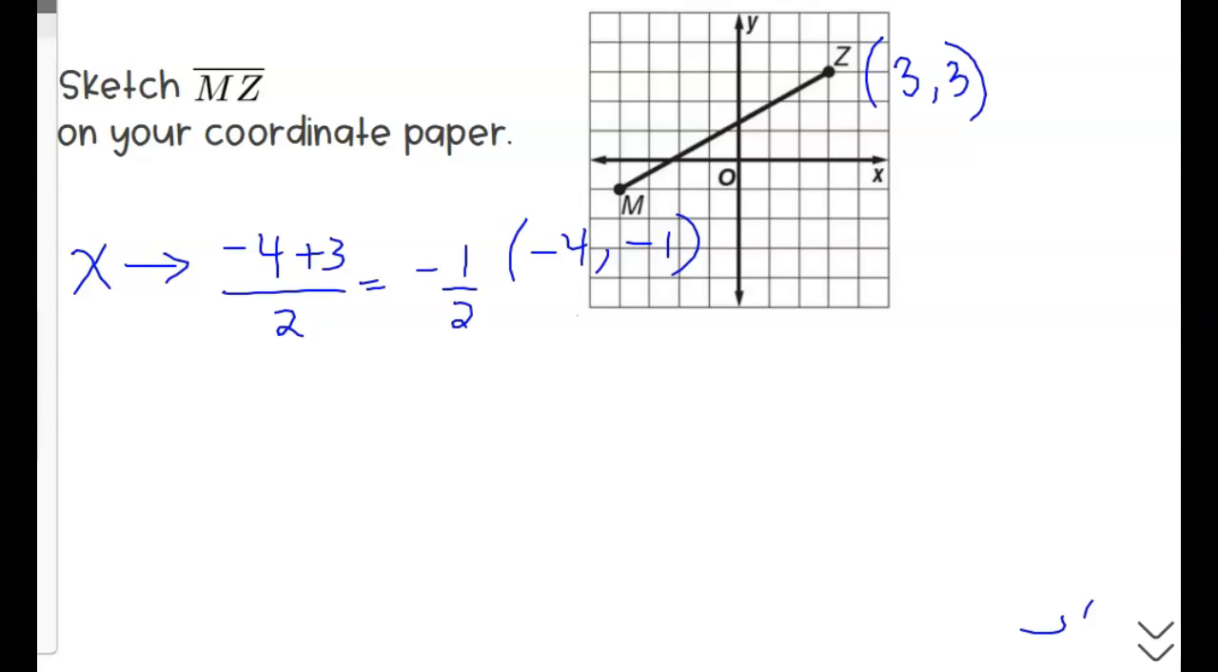But you can't have negative distance, right? Well, it's not distance, it's location. So you're right. Distance can't be negative, but we're not doing distance. We're finding the middle of the segment. And then y?